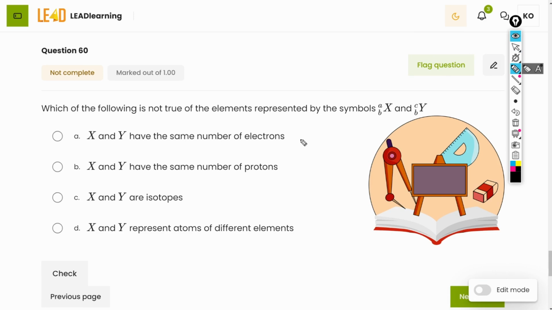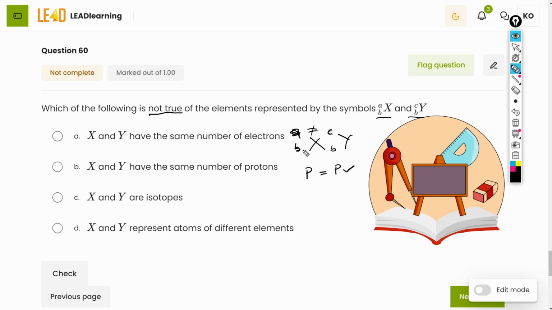Question 60. Which of the following is not true of the elements represented by the symbols? Now, let's bring them out. A, B, and Y, C, B. Now, we can clearly see that B represents a proton number. So, proton number is the same. So we're cool with that. But the atomic mass here is A, atomic mass here is C. So atomic masses are not the same.